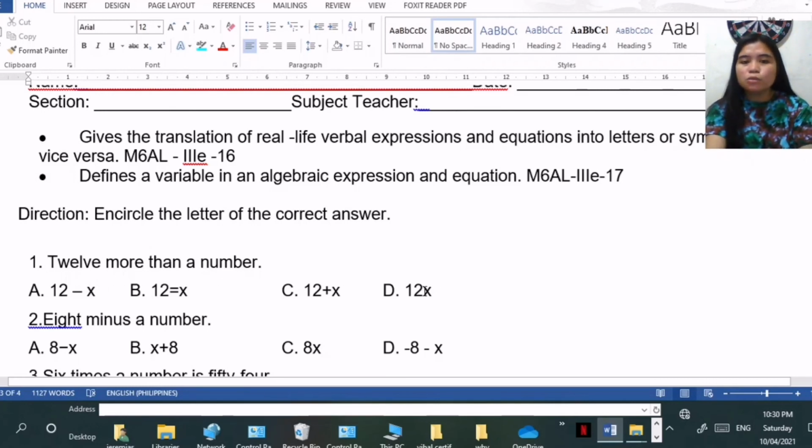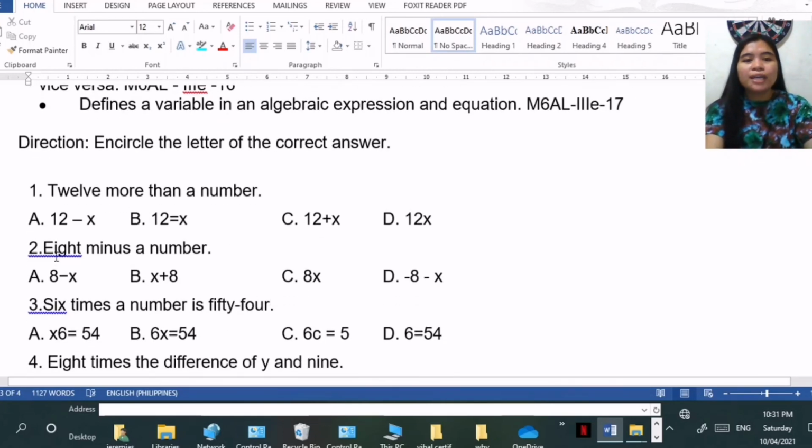Pero dahil makikita nyo sa choices na ang mga variable is x lang naman, mga variable, di ba? Yung variable lang na ginamit is x. So, ibig sabihin, yung tinutukoy dyan na a number ay x. So, 12 and then more than or plus and then a number which is x. So, alin po dyan? Okay po. So, ganyan lang po ang number 1.